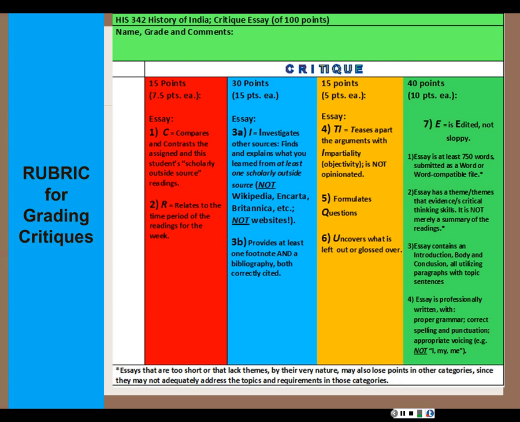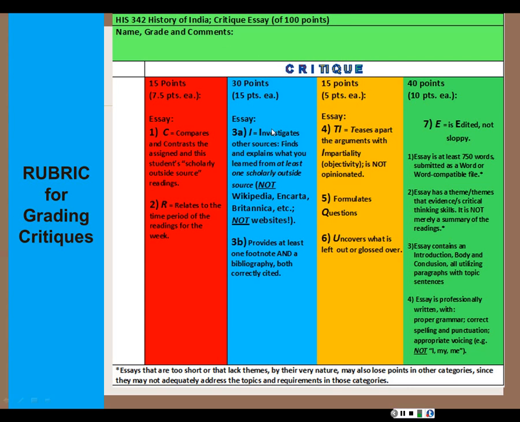And critical thinking usually means being able to analyze something, to be able to synthesize it, to be able to compare and contrast. So that's just all part of critical thinking skills. In other words, I want you to connect the dots. I don't want you to just summarize what you've read, and we'll discuss that more in a minute. Second, you should relate to the time period of the readings for the week. So, if you're talking about the 19th century, that is the 1800s, then stick with the 1800s.